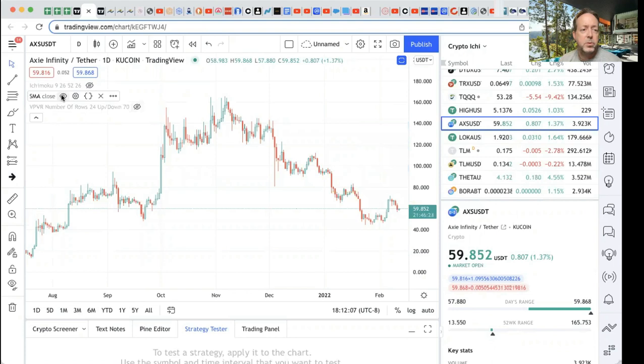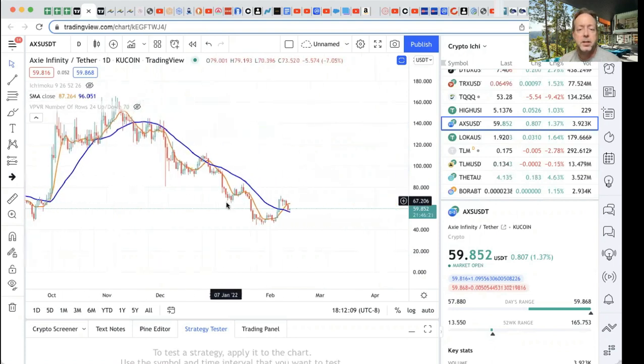So stay with me, folks. You're not going to be upset. So the blue line is crossing below the orange line, which means more of a downward trend. So it could drop a little bit more. So for those of you that are thinking about jumping in, you might want to hold off for just a little bit more and see what happens.